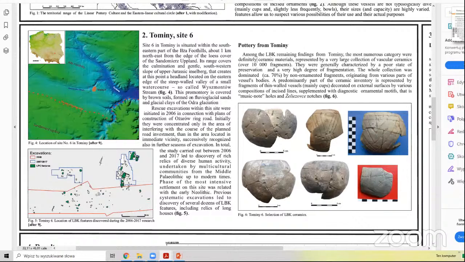The phase of the most intensive settlement on this site was related to the early Neolithic. Previous systematic excavation led to the discovery of several dozens of LBK features, including relics of longhouses. Among the LBK findings from Tominy, the most numerous category were definitely ceramic materials, represented by a very large collection of vessel ceramics, over 10,000 fragments.